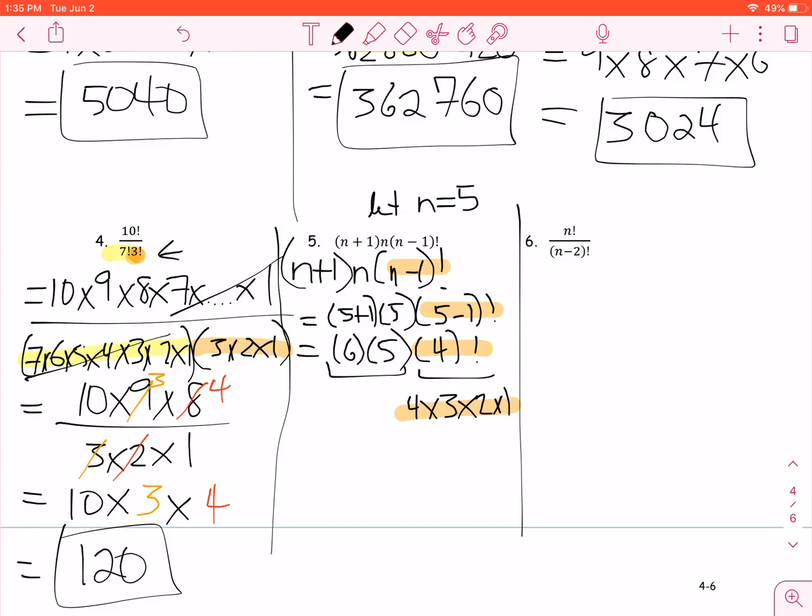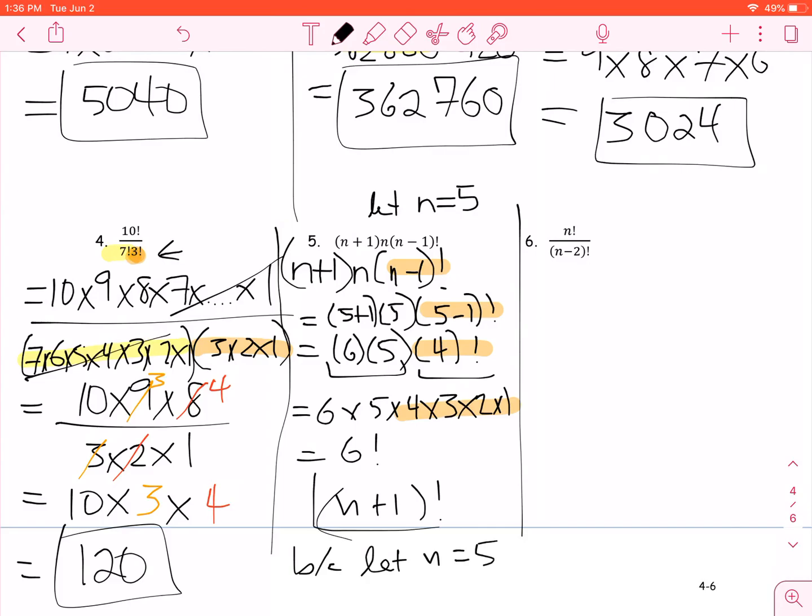If I include that then with the 6 times 5 that I have from the previous step, I actually just have 6 factorial. And 6 factorial is basically just n plus 1 factorial. Because, remember, I had my let statement, let n equals 5. Okay, so my final answer as a simplified form would be n plus 1 factorial. That's how I would simplify that one.